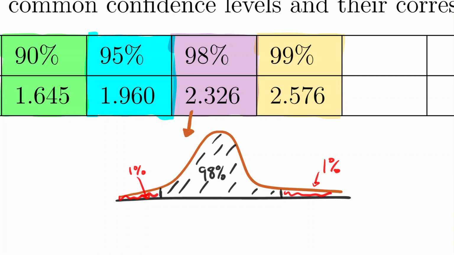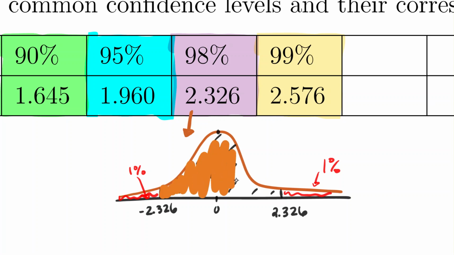Now think to yourself, where does this z-score come into play? 2.326 is telling you the distance away from 0 that you'd go in each direction. So in the positive direction, this is the z-score 2.326 away from 0, which is at the peak. But at the negative direction, this is a negative 2.326. And these are our two z-scores that in between them bound the middle 98% of the normal distribution curve.